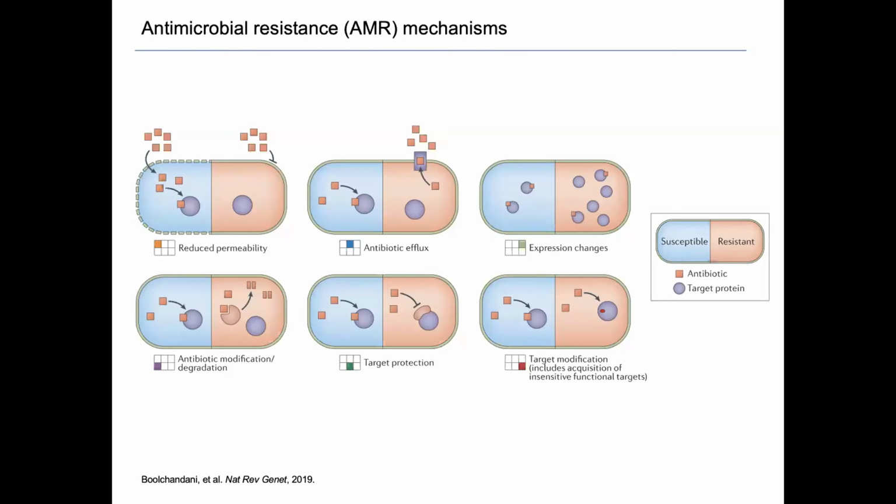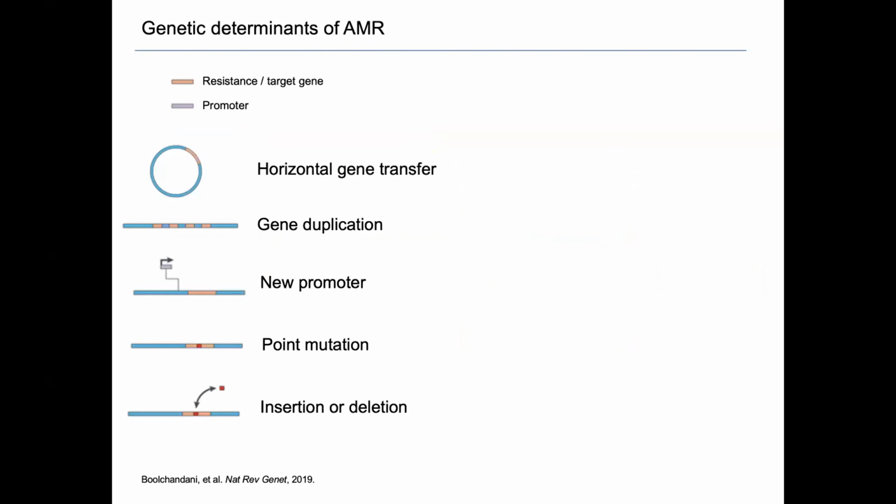AMR genomics. It's also important to note that these mechanisms can be categorized as intrinsic or acquired. Intrinsic resistance is defined as a naturally occurring phenomenon that predates antibiotic therapy and is present in all bacterial species. A good example of these are the efflux pumps. Acquired resistance, on the other hand, is any mechanism that can be gained by susceptible bacteria. Each of these mechanisms can essentially be encoded in the bacterial genome through horizontal gene transfer, gene duplication, new promoters, point mutations, insertions, or deletions. And so these are the things that we're looking for within the bacterial genomes.